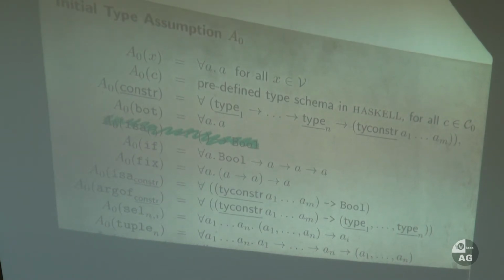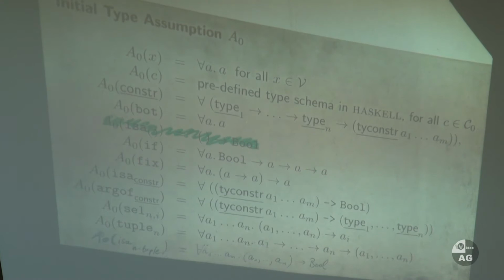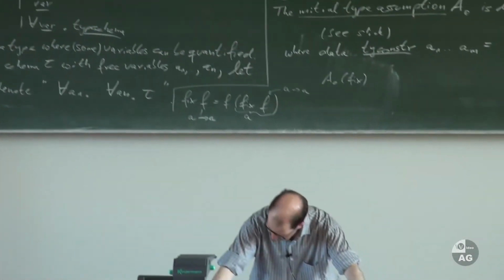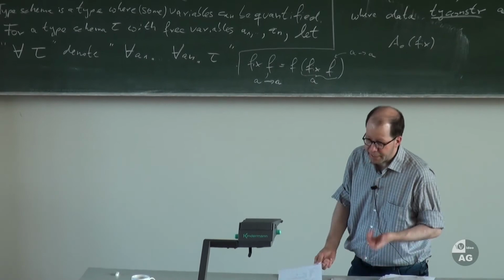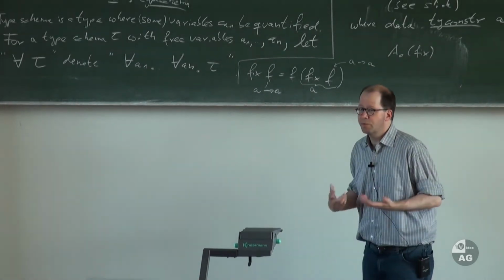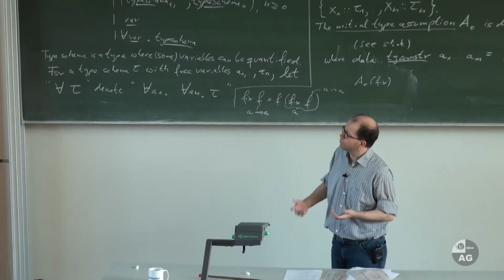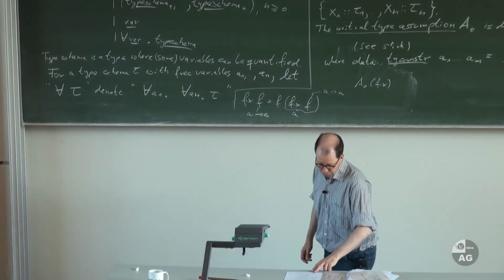And we had an is function as well for tuples. So the is function only takes tuples with n components and returns, well, if it's really a tuple with n components, it returns true. So this is not very surprising. These are the types that these predefined functions have. And they are all stored in this initial type assumption. And we will start type checking with this initial type assumption, and then we will probably modify it during the type checking.